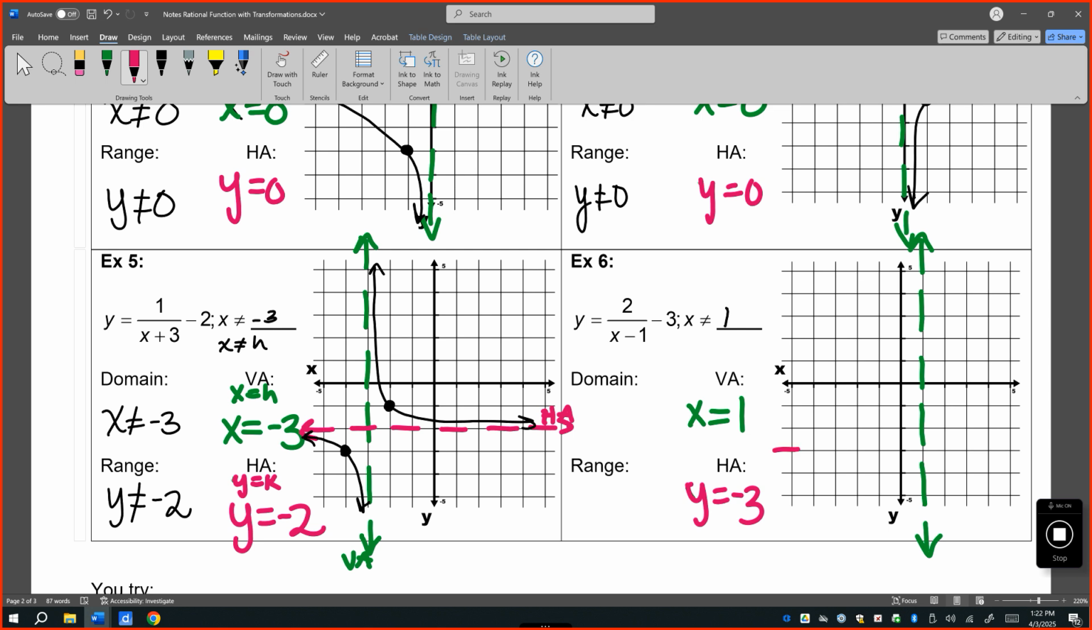1, 2, 3. Oops, got my arrows on the asymptotes. Okay.